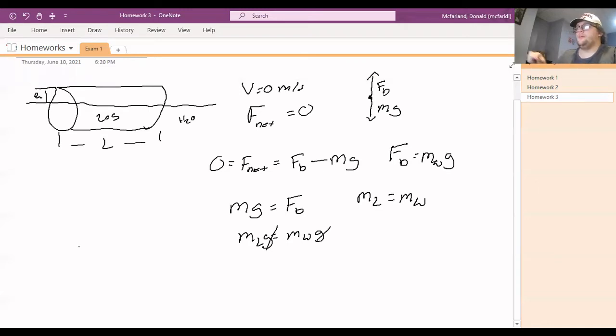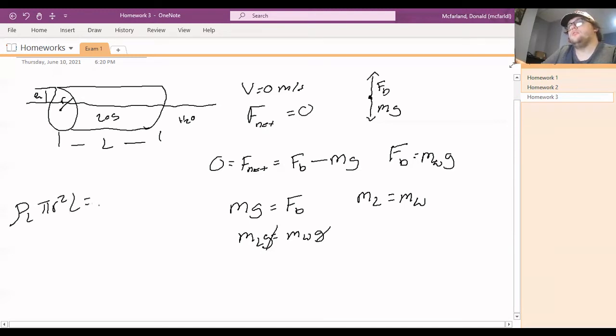All right, there you go. So what's going to happen here is another way to say mass is just density multiplied by volume. So the mass of the log is the density of the log times the cross-sectional area, so the radius of this, multiplied by the length. That's a cylinder, so it would be pi r squared times L.